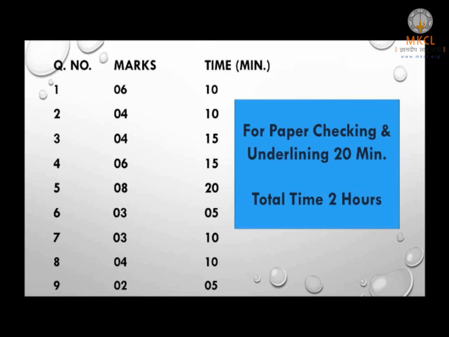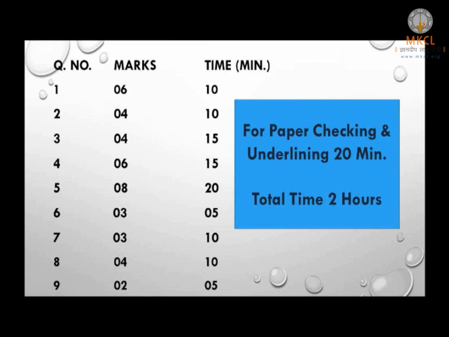Question 5 has 8 marks and it is one of the descriptive answers. A complete picture is seen through this answer. So devote 20 full minutes for writing this answer. So children, that was out of 28 marks worth of history part. Now let's go to question number 6.